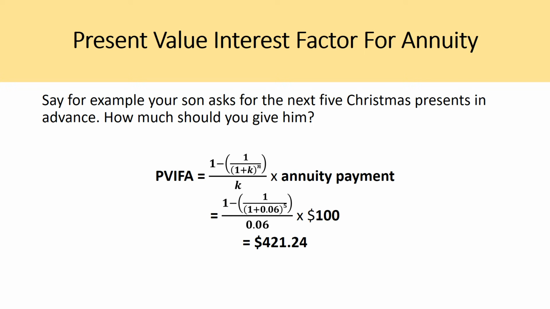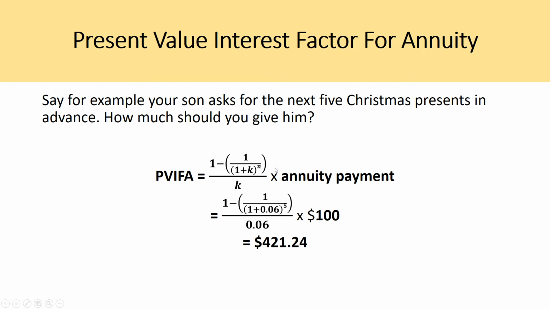So say, for example, your son asks for the next 5 Christmas presents. So we're building off the previous example. He receives $100 every Christmas. So say he asks for the next 5 Christmas presents in advance. How much should you give him? So what is the present value of those 5 annuity payments, those 5 $100 payments, right now?